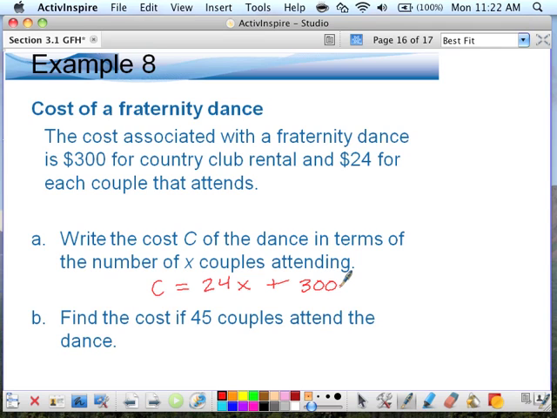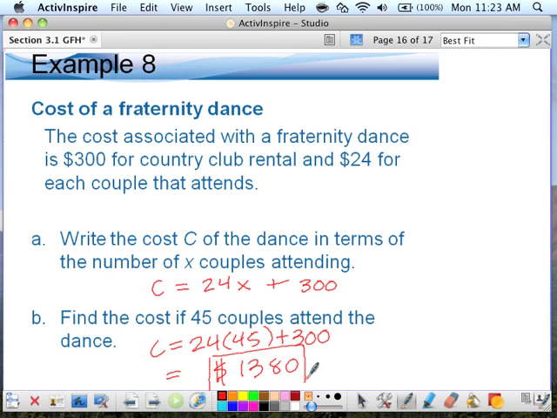Did you guys understand that? So it's really easy to write a linear function for a situation. Once we do that, we can find different things based on those variables. So what if I ask you to find the cost if 45 couples attend the dance? That means I should substitute 45 in the place of X, and I'm asking you to find capital C. Capital C equals 24 times 45 couples plus the $300 rental fee. What's that cost? $1,380.